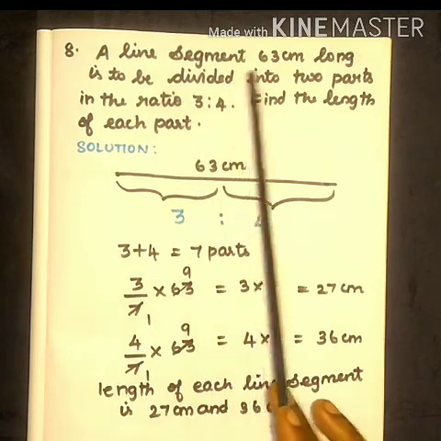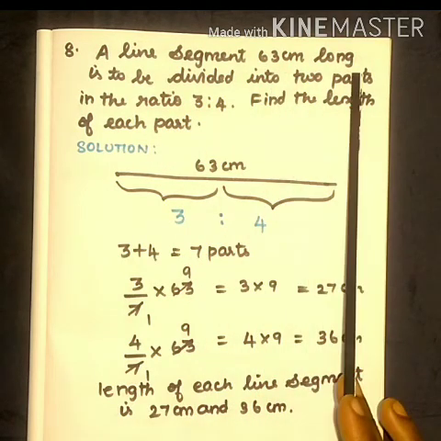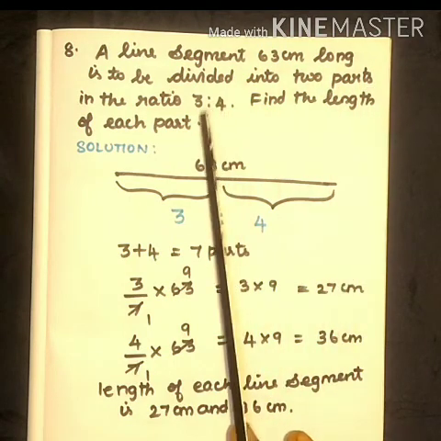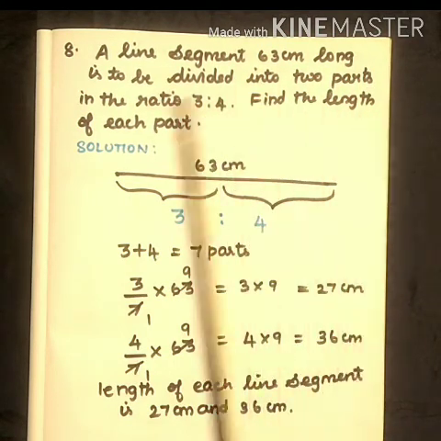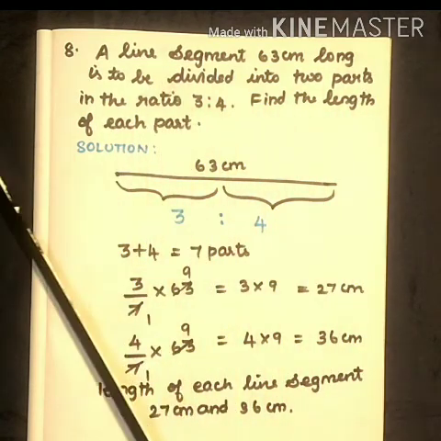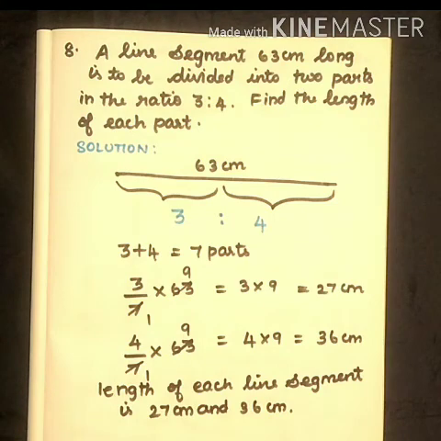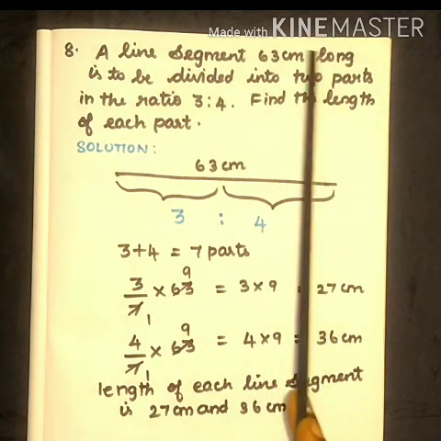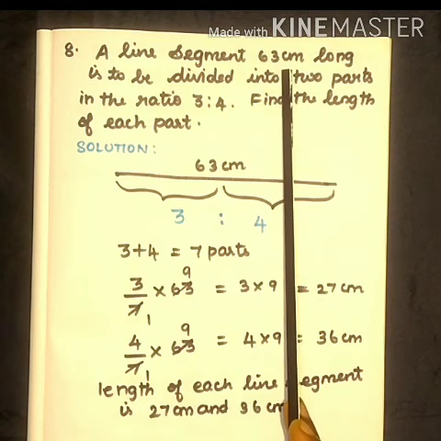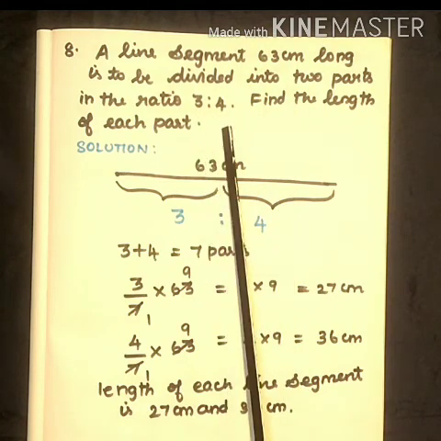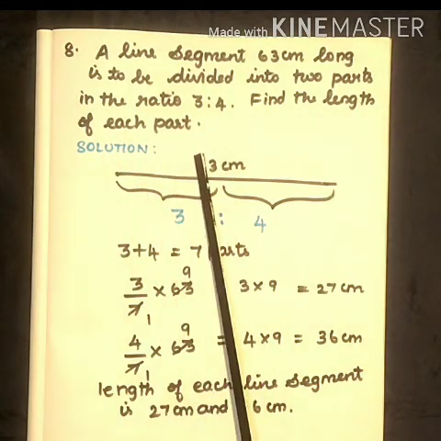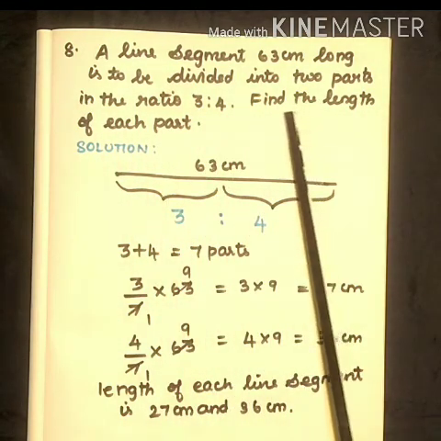A line segment 63 centimeter long is to be divided into two parts in the ratio of 3 is to 4. Find the length of each part. See, students, it is similar to dividing the numbers in the required ratio, right? Yes. Here the whole part is given. That is 63. You have to divide the whole part in the ratio 3 is to 4. It is similar to the previous problem, but it is given as a word problem.